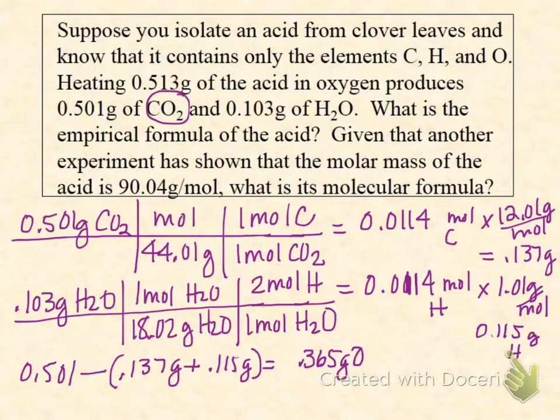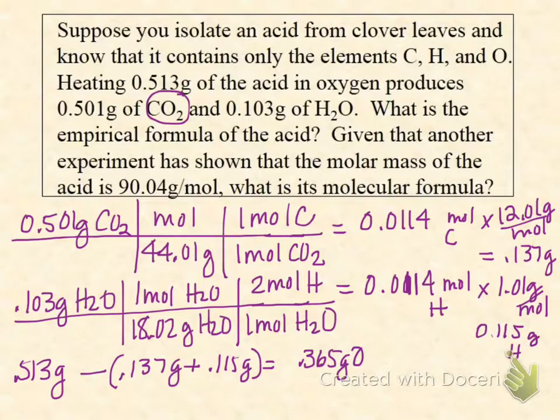Why did you subtract it from 0.501 instead of 0.5? Oh, because I wrote down the wrong thing. Oh, that's why. Thank you. On my paper, I have 0.513. I just looked up and saw that number. Sorry about that. So there. And that will actually add up to 0.365.